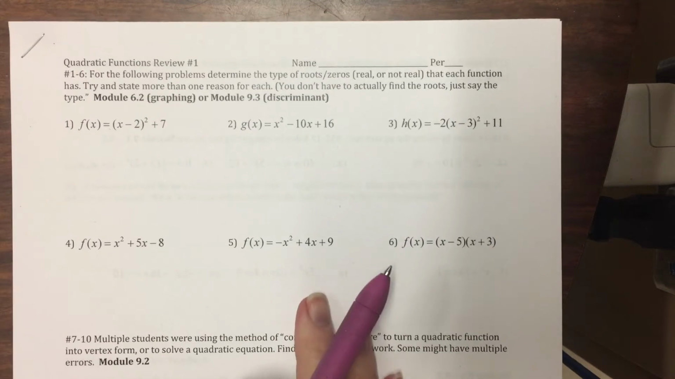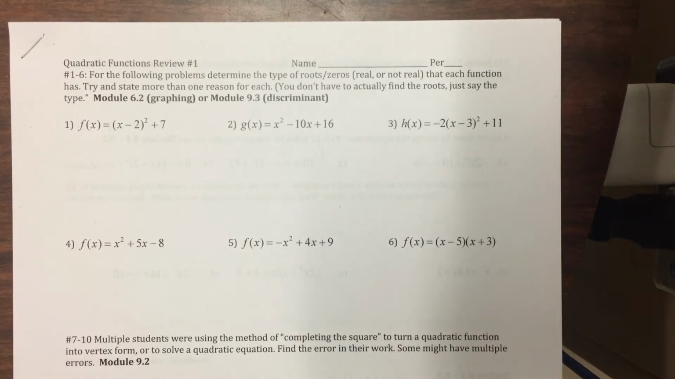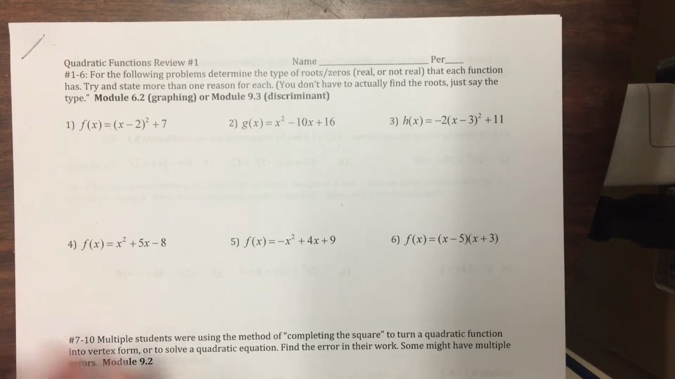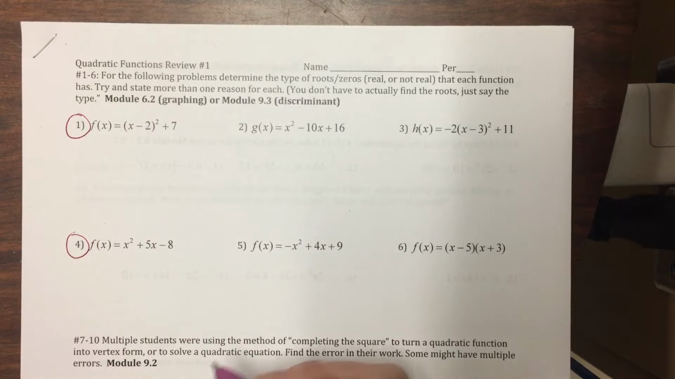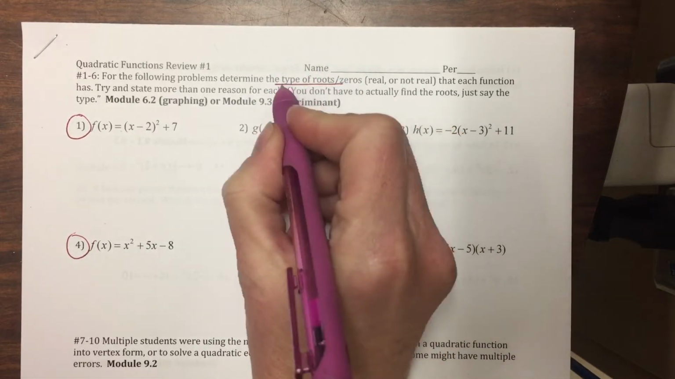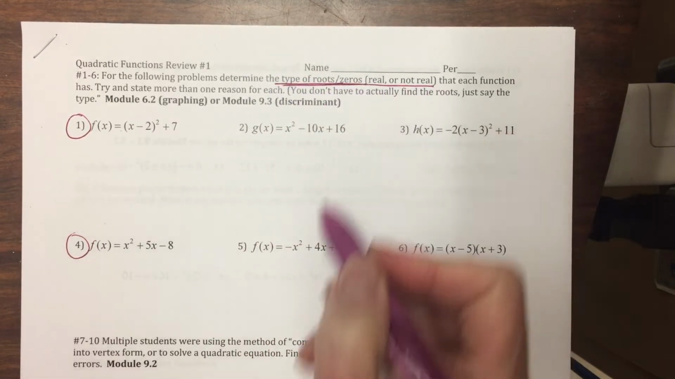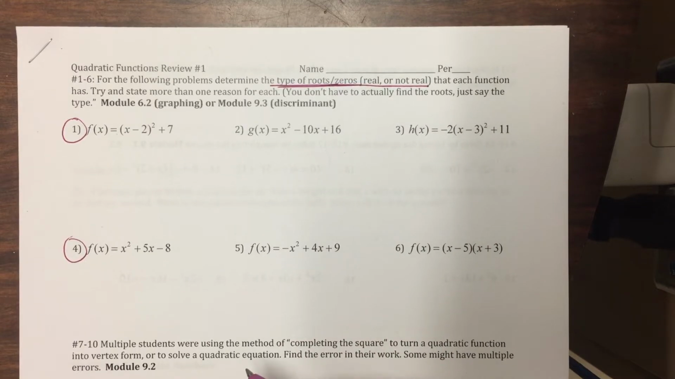Hi, I'm going to be doing a few of our review problems. So I'm going to start with 1 and 4 on our review. In both these problems, we're being asked to determine the type of roots, real or not real. So I'm not being asked to find my roots. I don't want to know what x is equal to.